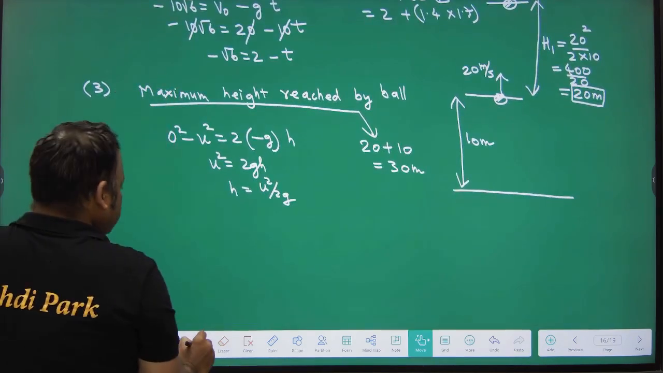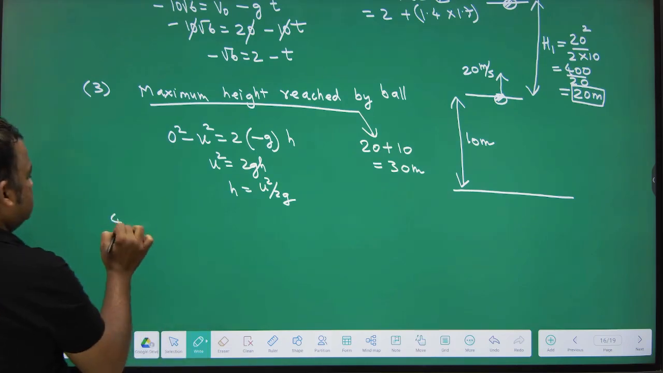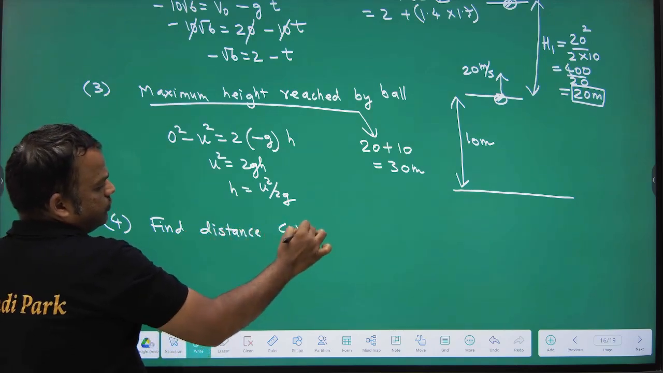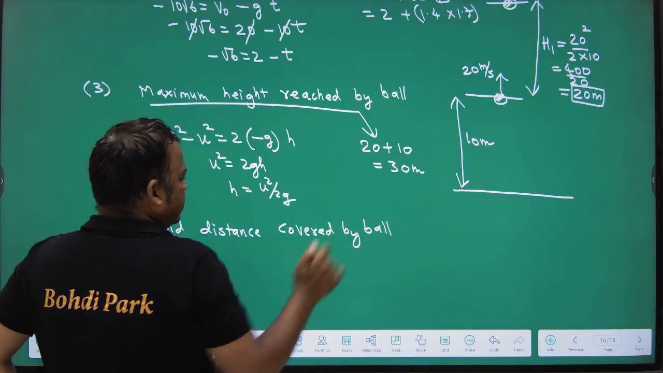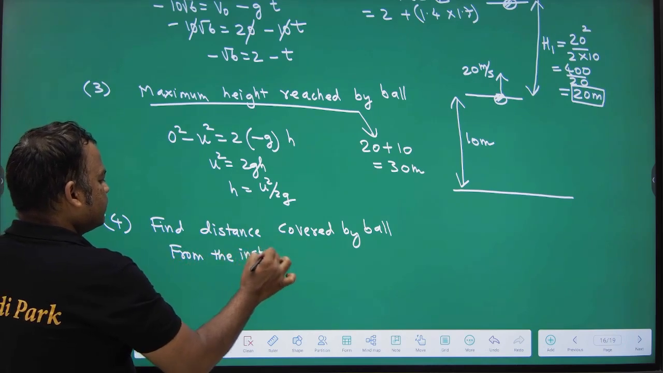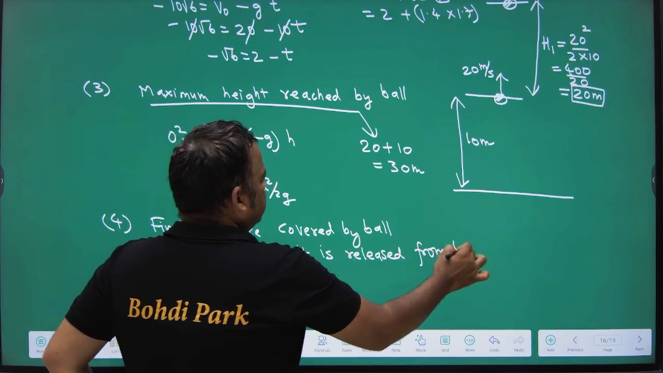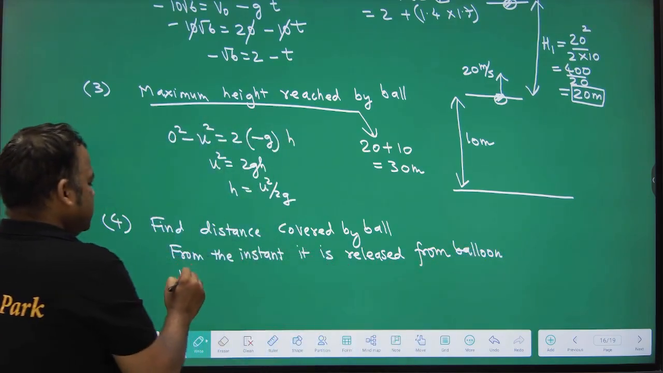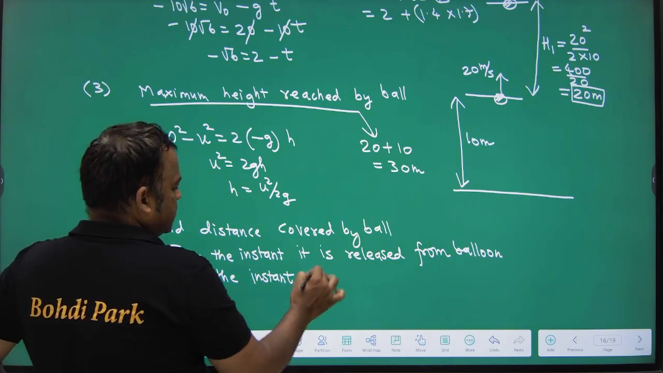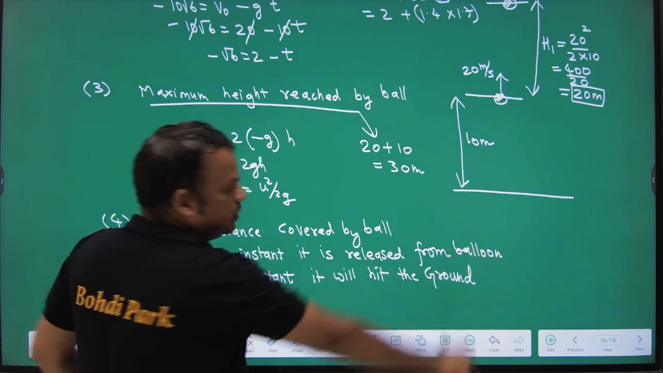And one more question, fourth question. Find distance covered by ball after it is released from balloon, from the instant it is released from balloon till the instant it will hit the ground.